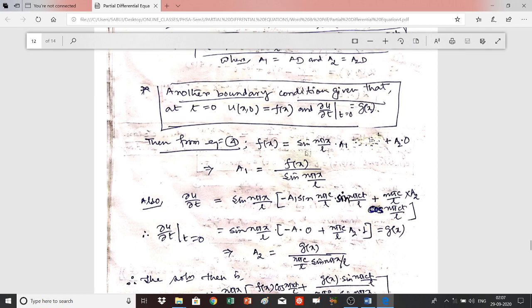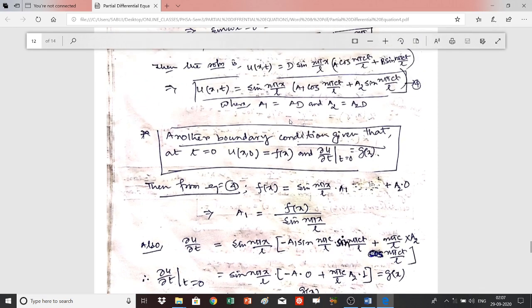And now ∂u/∂t, just differentiate this expression, that will give you sin(nπx/L), and differentiation of this will give you minus cos(nπct/L) into nπ/L with a1 constant, that is a1 nπc/L, then sin(nπct/L), plus this term will be only nπc/L, so a2 into nπc/L, and differentiation of sin(nπct/L) will give you cos(nπct/L).